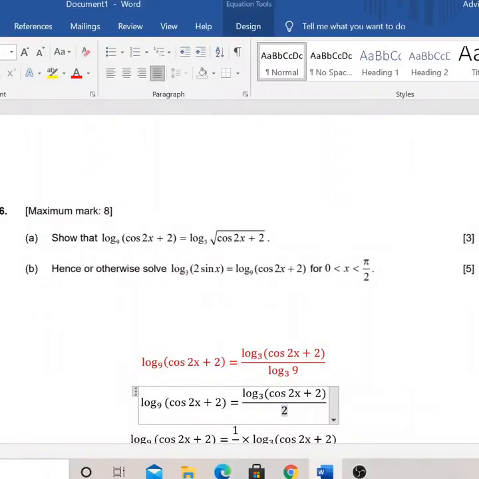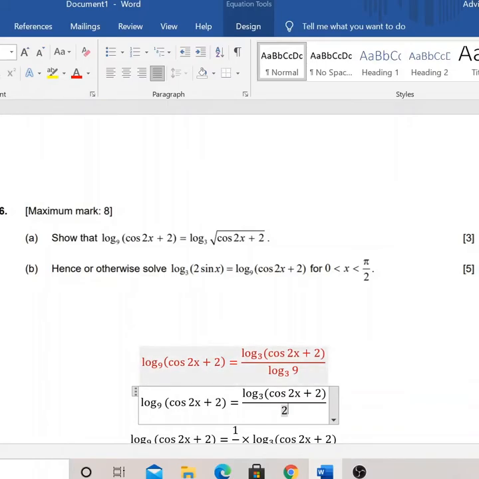So we have an IB question here. 6a, show that log base 9 of cos 2x plus 2 is equal to log base 3 of root cos 2x plus 2. So we can start with the left hand side and use the change of base formula to write log base 9 of cos 2x plus 2 with a base of 3. So this is just log base 3 of cos 2x plus 2 divided by log base 3 of 9.